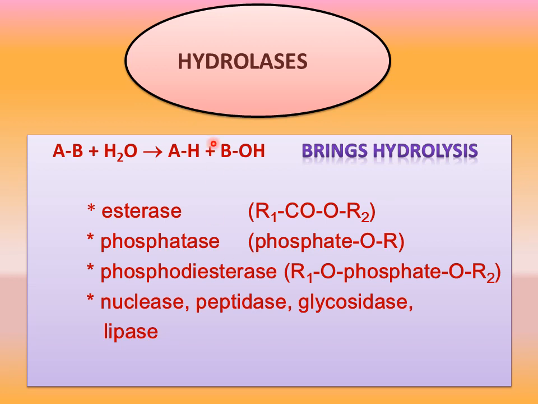Now the third class, that is EC 3, is hydrolases. All enzymes grouped under this class bring about hydrolysis. Lysis is the breakdown and hydro means water. So in the presence of water, if a molecule is broken down, then they are hydrolase enzymes. You can see in the example, H2O is added, which adds H to A and B is left with OH. This reaction is known as a hydrolysis reaction, and the enzymes are hydrolases.